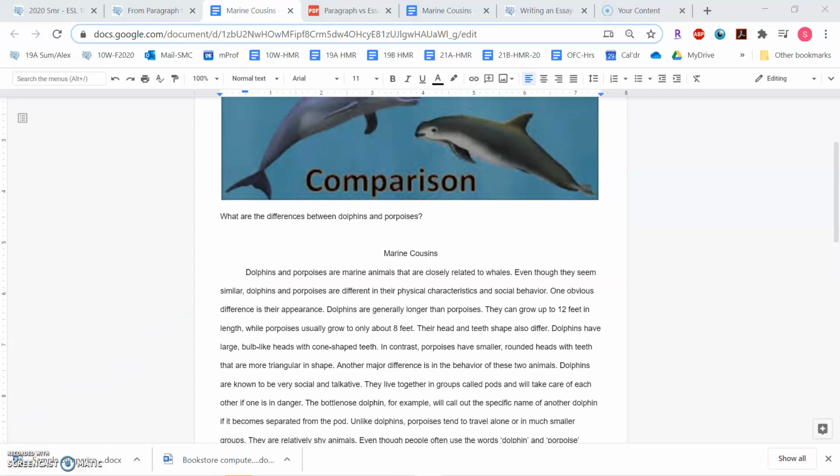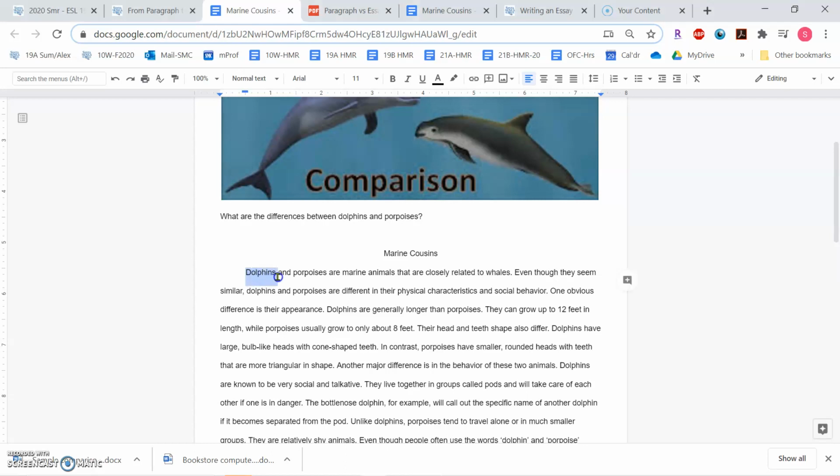Now all paragraphs have a topic sentence. Let's find the one here. Usually a topic sentence is the first sentence of a paragraph. Sometimes it might be the second or third sentence. The closer it is to the beginning of the paragraph, the more clearly and the more easily the reader will be able to understand the purpose and the main idea of the essay.